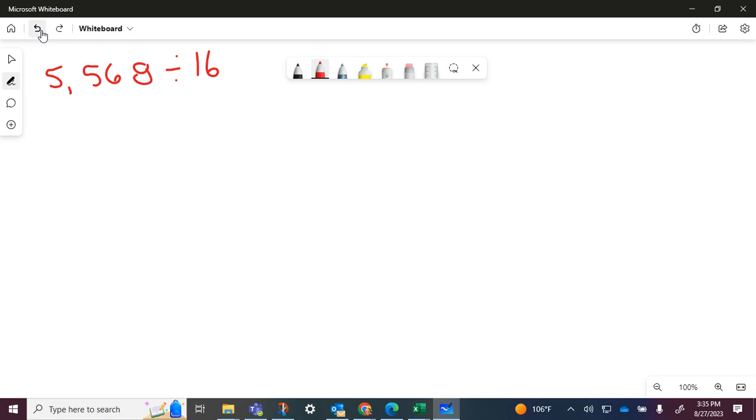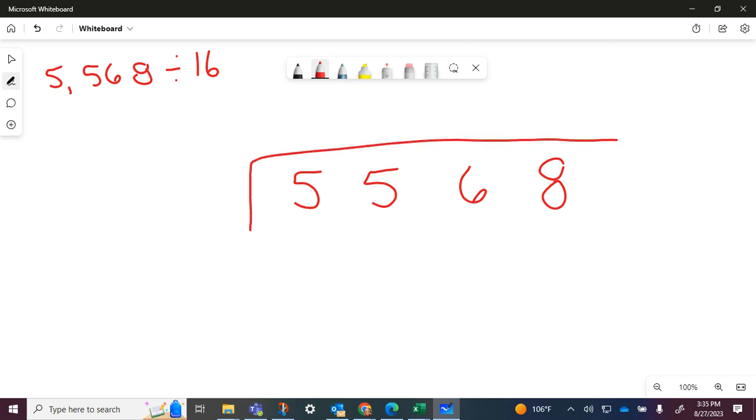All right, the first thing we're going to do is a couple things. So first, we're going to set up our problem. So we're going to put our 5,568. And notice when I write this, I'm spreading my numbers apart. And then we're going to put our 16, our divisor, outside here. So this is how you would normally set it up. But to help me organize all of the numbers here, I'm going to extend this line. And I want you to do the same on your whiteboard.